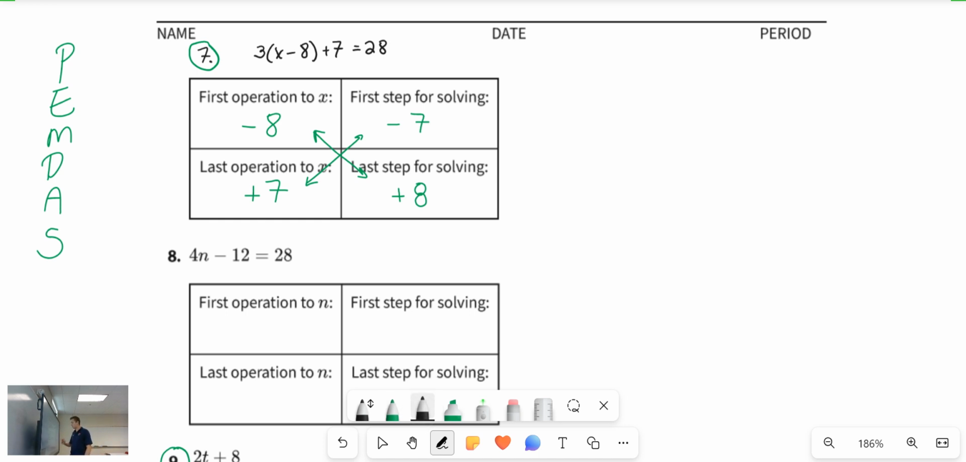So we'll copy this over in black. We have 3(x - 8) + 7 = 28. All right, so that's what we have for our equation. And let's solve for x now.